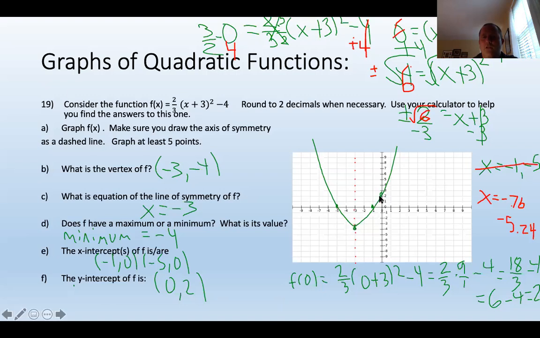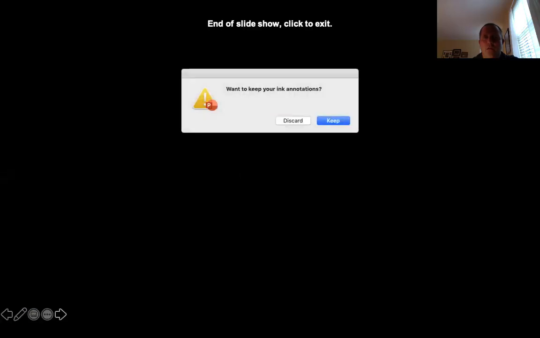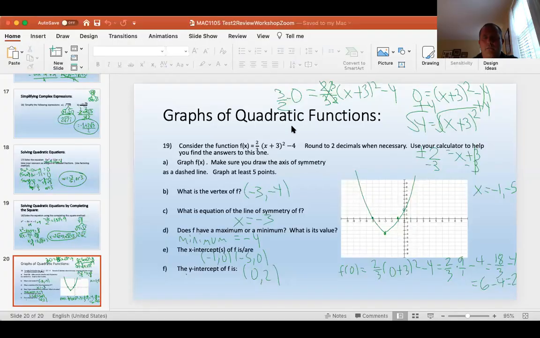So that gives you enough to be able to draw the parabola. And so the equation of the line of symmetry as a dashed line is basically this vertical line through -3 for your x. So with that, that's pretty much all the questions that we have on this particular review.